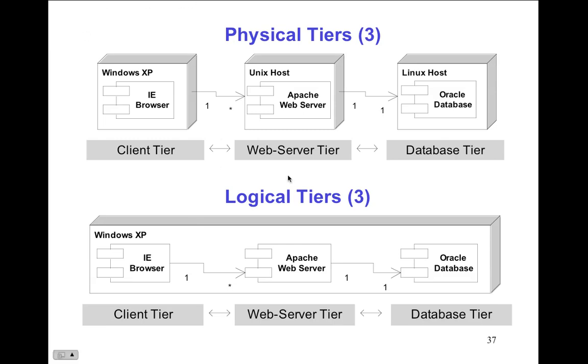If we looked at the physical versus the logical tiers as an example, in the physical, we have a server here, a client here that's running Windows XP. We have a Unix host, we have a Linux host, we have tons of different hosts out here. We can have multiple different Unix hosts if we wanted to. Logically, this would be the web browser attached to the Apache server, attached to the Oracle server.